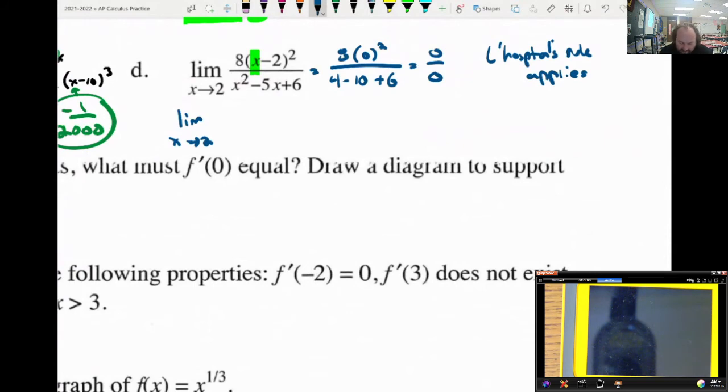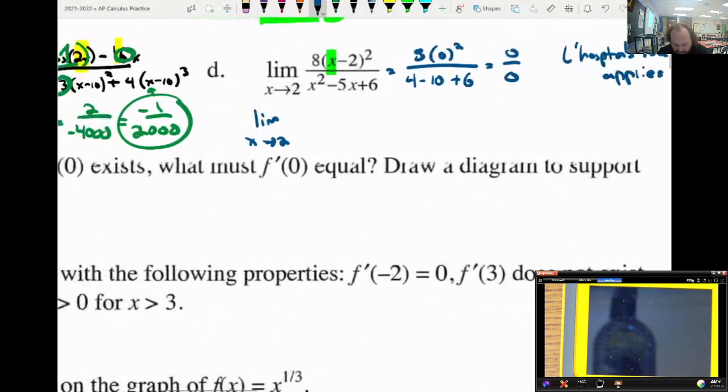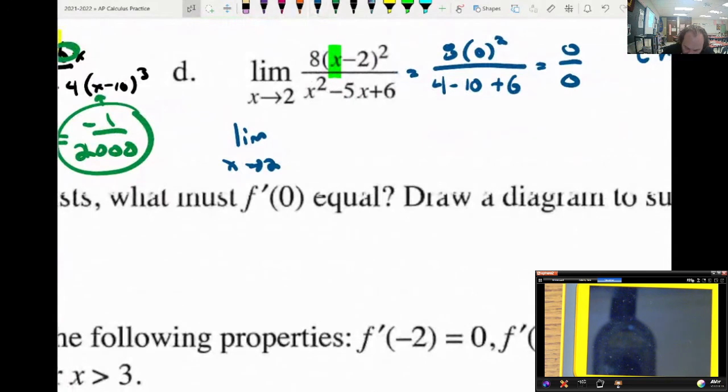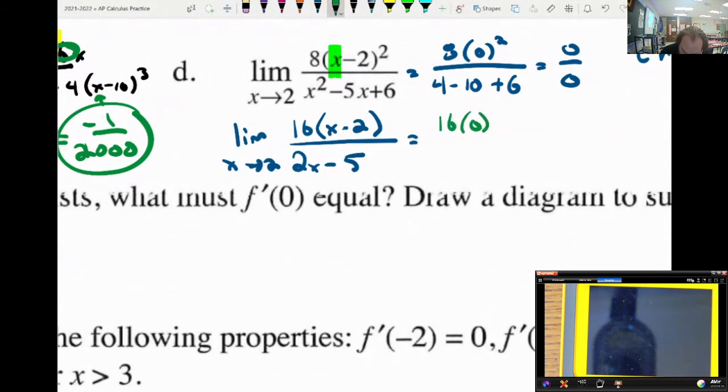And this is not as nice or any better of a problem as the previous one, but at least it's something. On the top, the derivative is going to be 16 times x minus 2, which is still 0 if you plug it in. And on the bottom, you get 2x minus 5, which is not 0 if you plug in 2. So at this stage, if you plug in 0 now, you get 16 times 0 on top. You get 4 minus 5, negative 1 on bottom. That's 0 over negative 1, and so the limit is 0 overall.